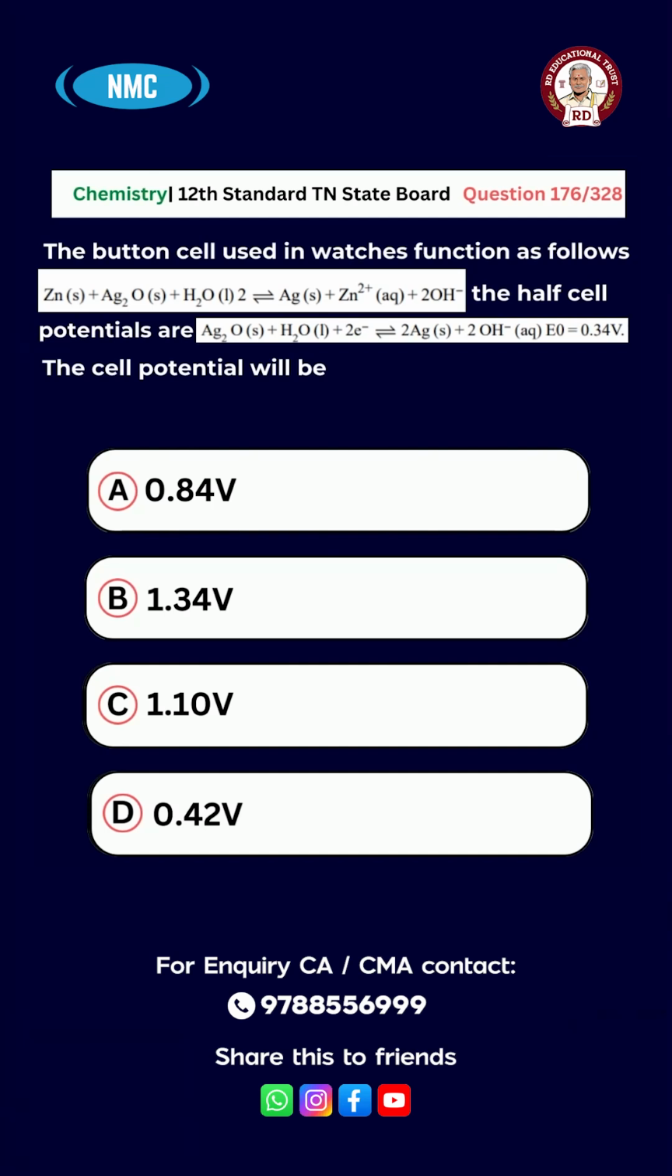The cell potential will be: option A, 0.84 V; option B, 1.34 V; option C, 1.10 V; option D, 0.42 V. The correct option is option C, 1.10 V.